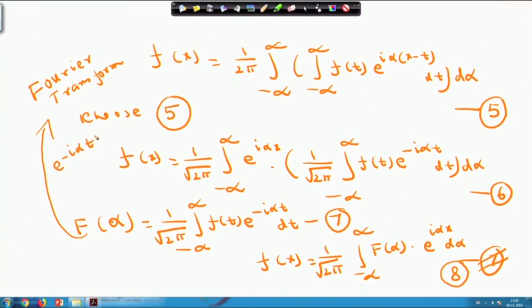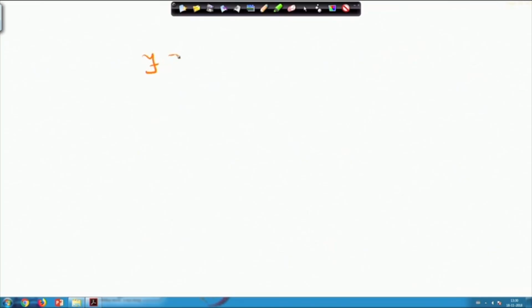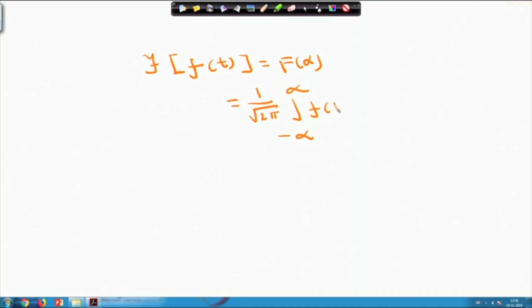So, please note this one, that this equation 7, that is F(alpha) equals 1 by root 2 pi, minus infinity to infinity f(t) e^(-iαt) dt, is known as the Fourier transform of the function f(t), where the kernel is e^(-iαt), and we represent it like this: Fourier transform of f(t) equals F(alpha), which is nothing but 1 by root 2 pi, minus infinity to infinity f(t) e^(-iαt) dt.